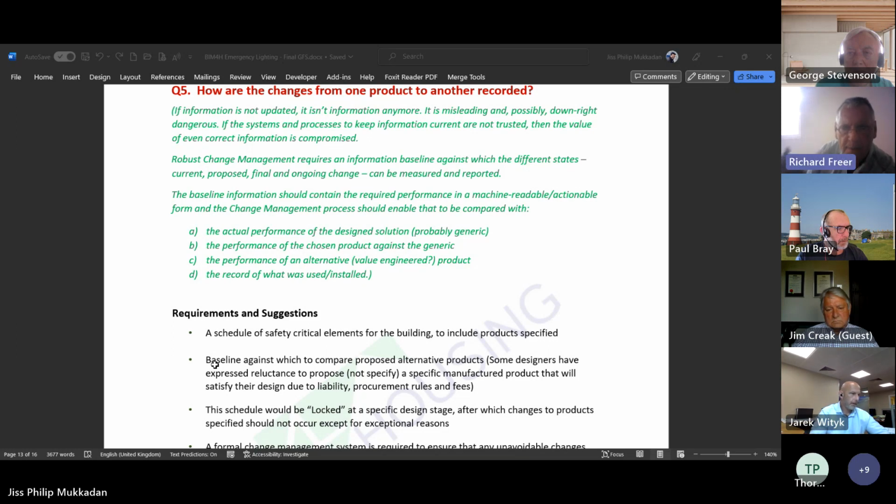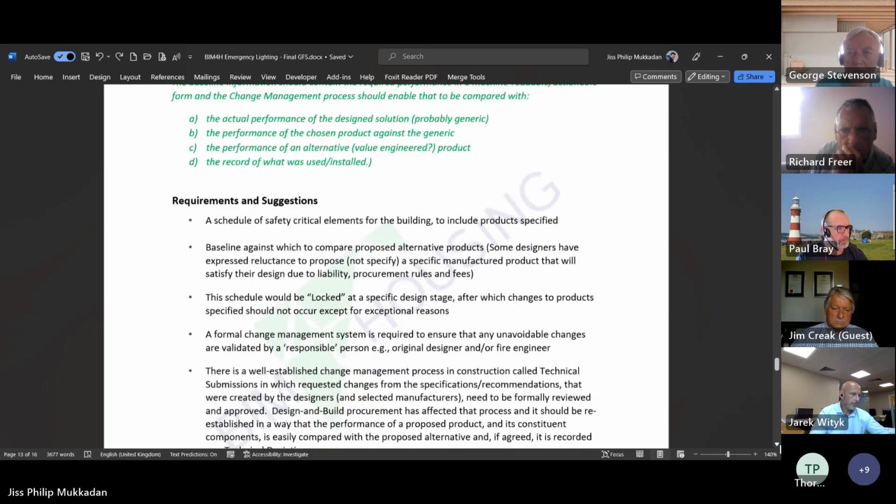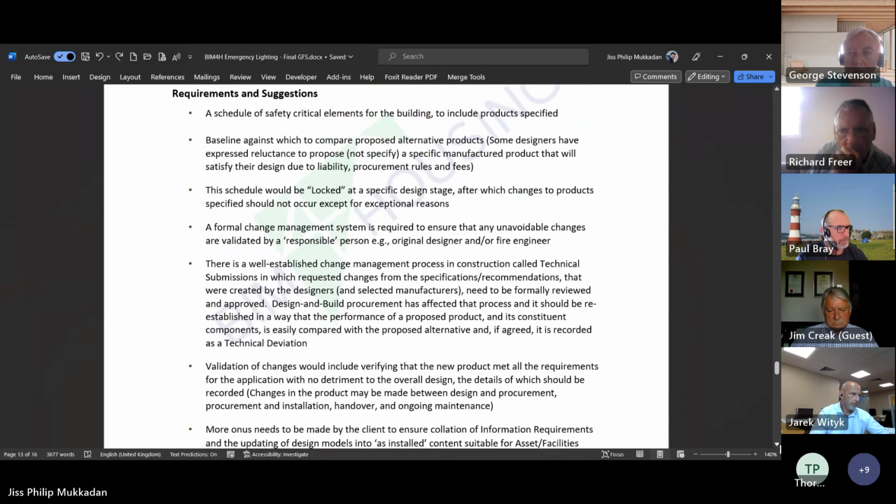No, I think it should. Absolutely. Scroll down just so we can see what we've got down here. Now this isn't specific to emergency lighting. It's more trying to accommodate the general change management process. But what would be helpful is if anybody's got any view that is particularly relevant to emergency lighting.